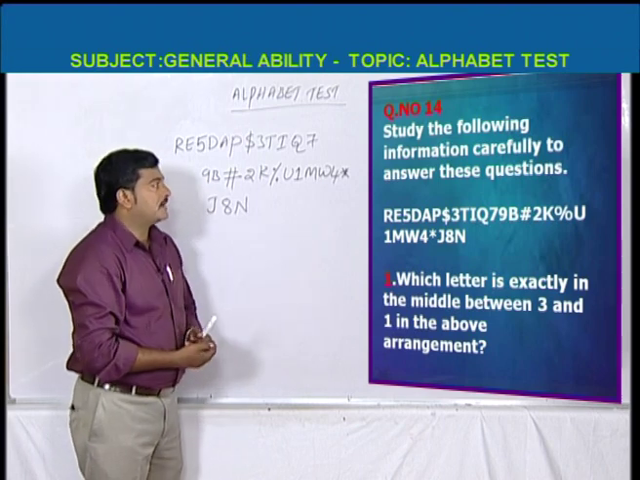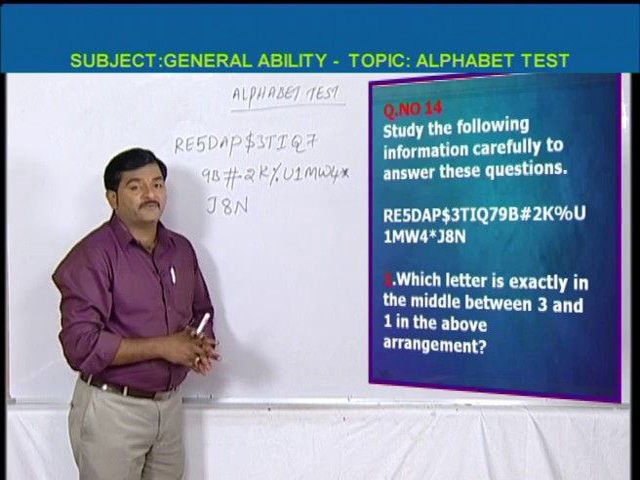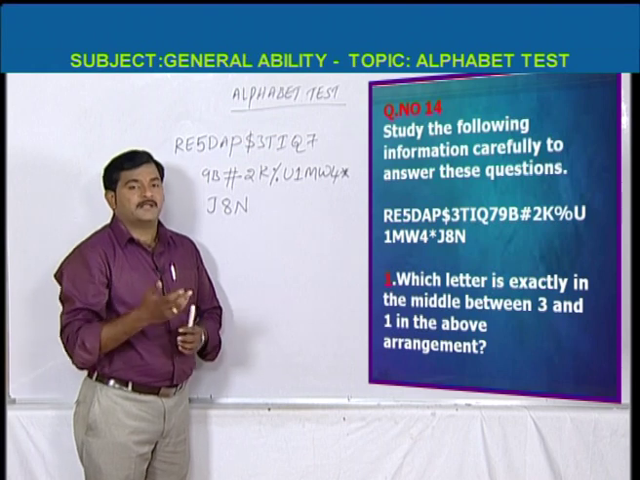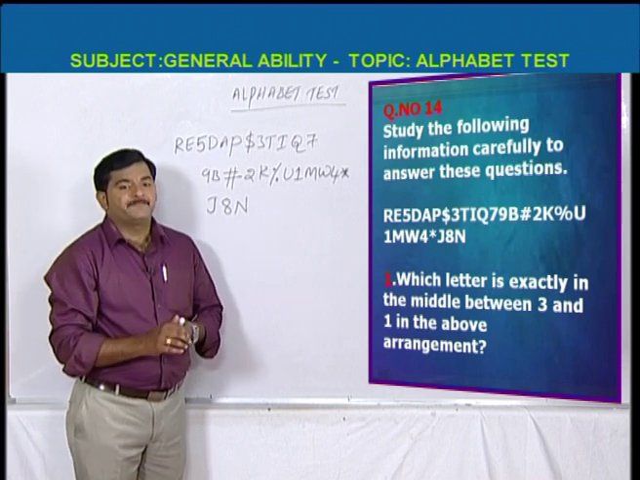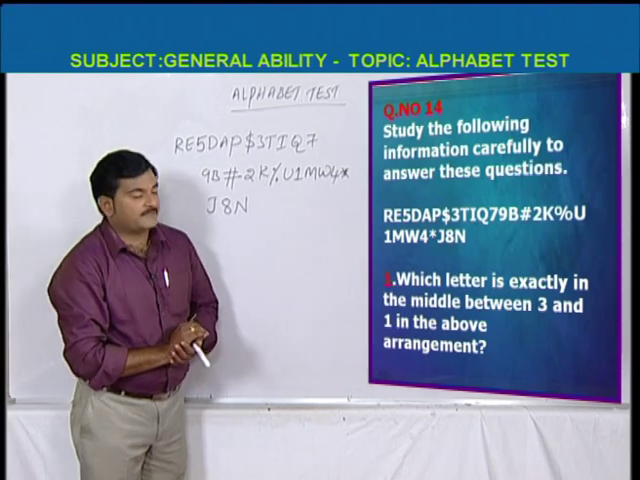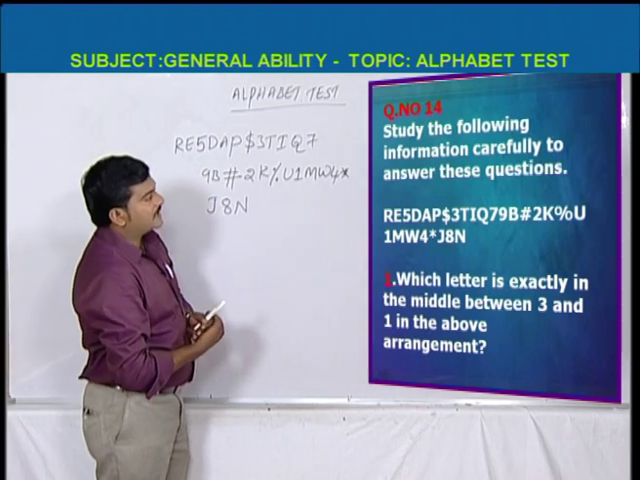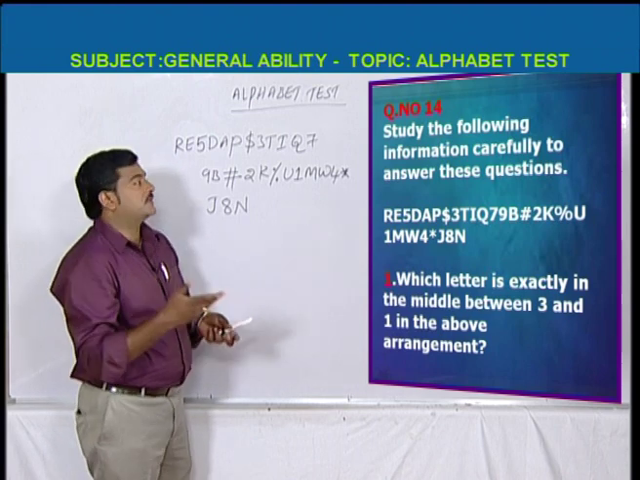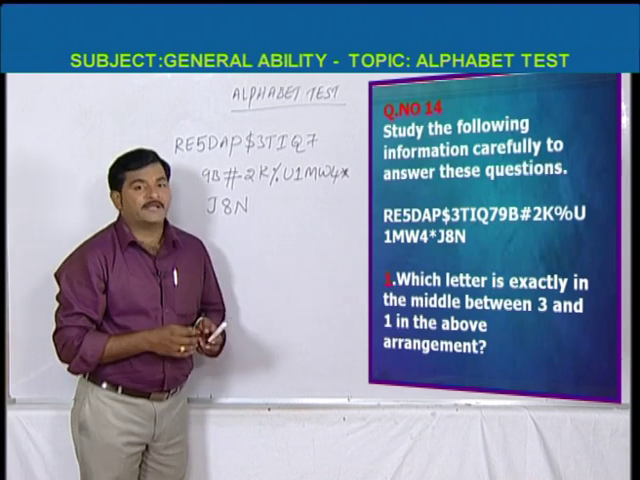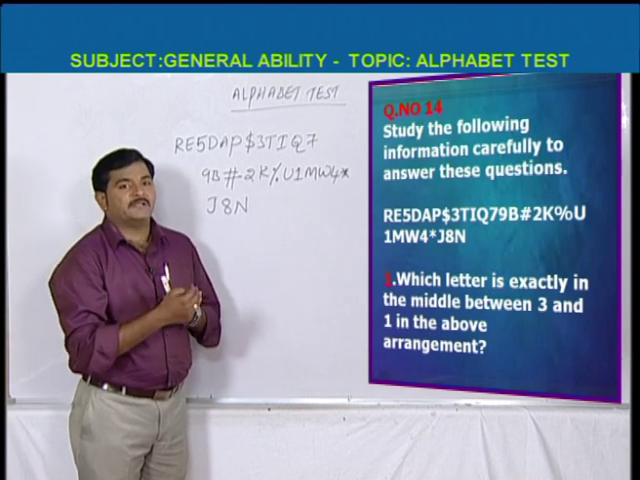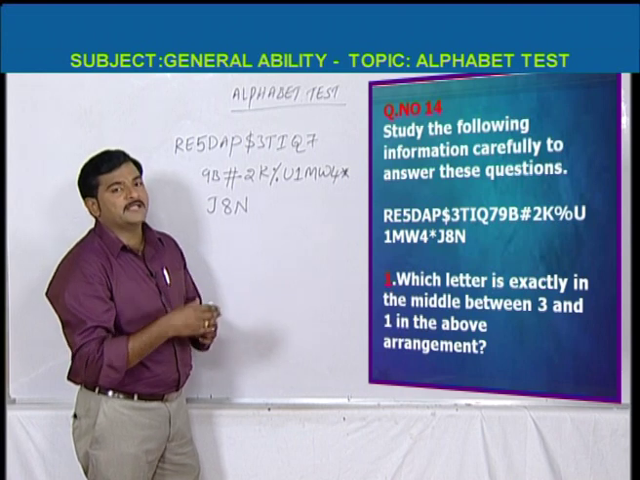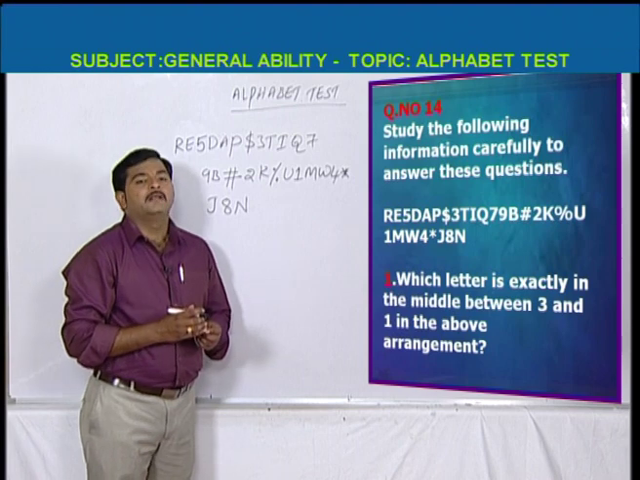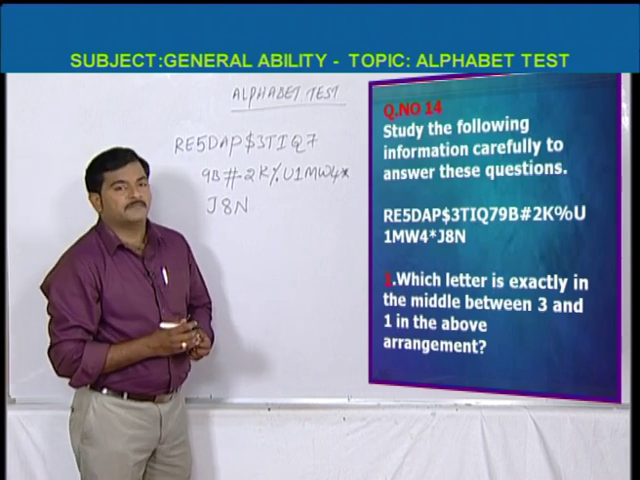For the first question, he asked you to read the information carefully and find the answer. The question is: which letter is exactly in the middle between 3 and 1 in the above arrangement? So in this arrangement we have to find the middle letter exactly between 3 and 1.